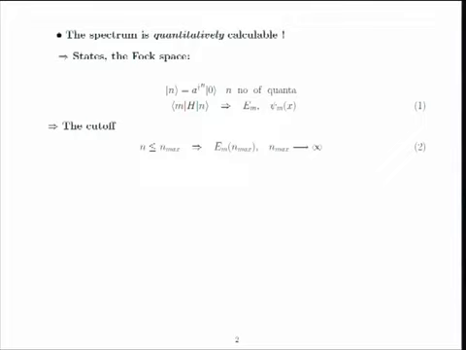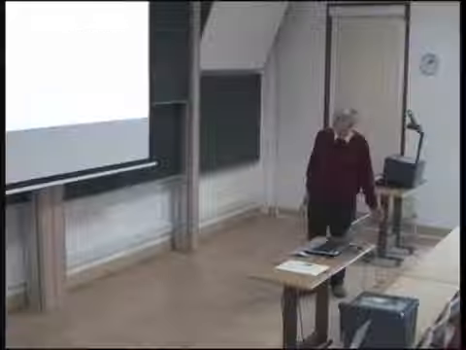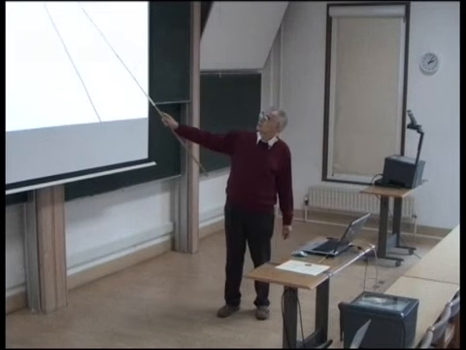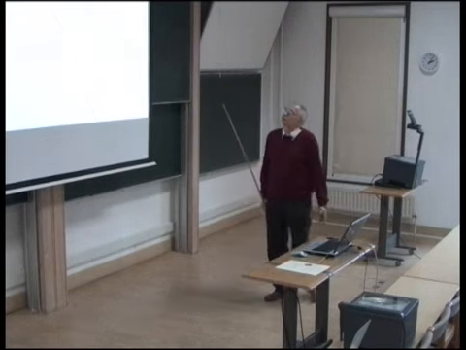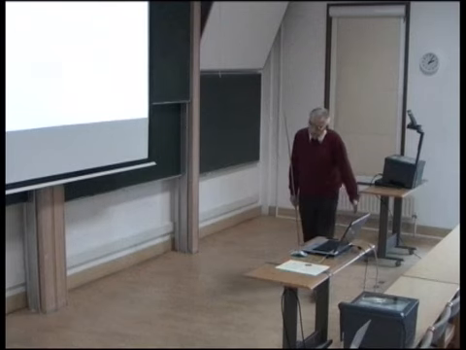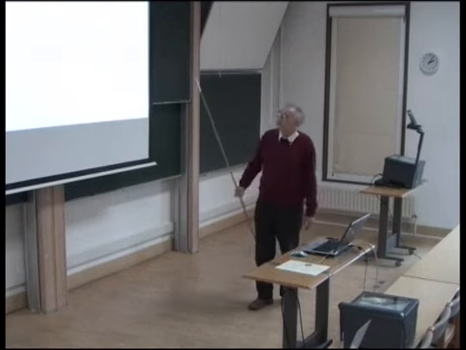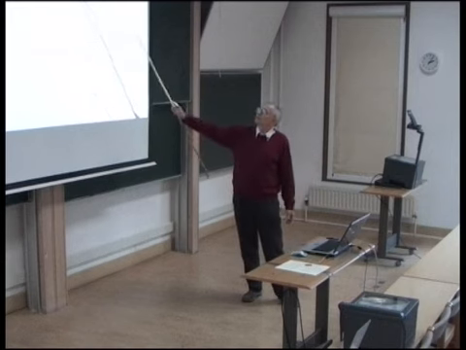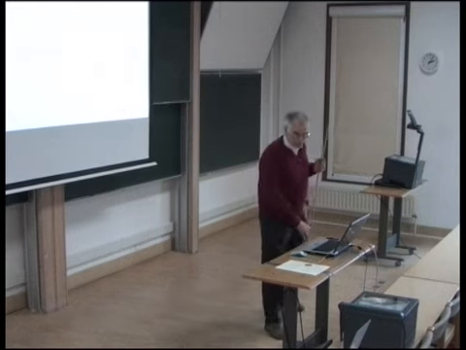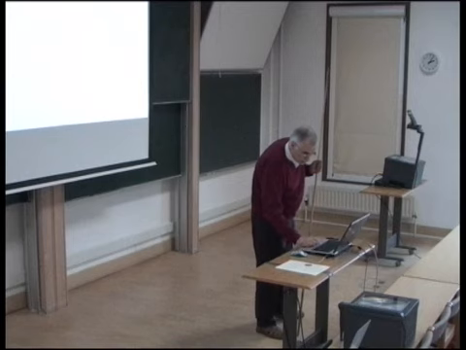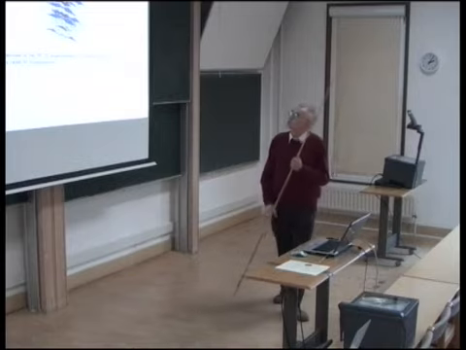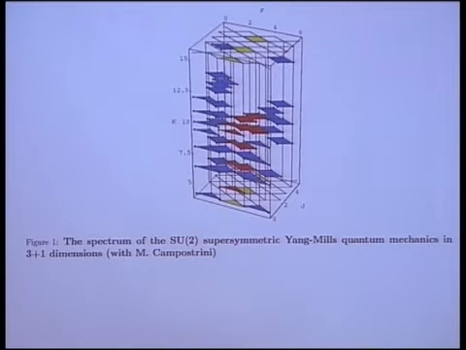diagonalize, and that's it. But of course, the problem is that even the simplest Hilbert space for a single harmonic oscillator is infinite. So if you want to do numerics, you have to cut it. We cut it by gauge invariant total number of quanta, and in higher dimensions also rotational invariant. This is a nice cutoff, and then the important thing is whether these eigenvalues converge with the cutoff. And actually they do converge. This is the spectrum of the SU(2) supersymmetric Yang-Mills quantum mechanics, which we got this way with Massimo Campostrini. This was before the Veneziano era, let's say.